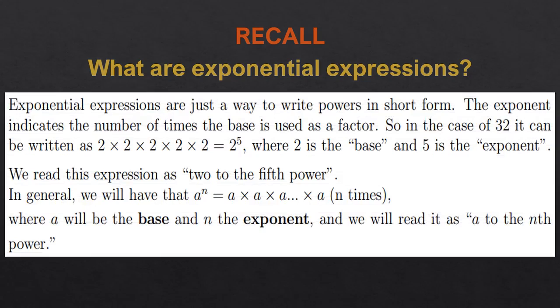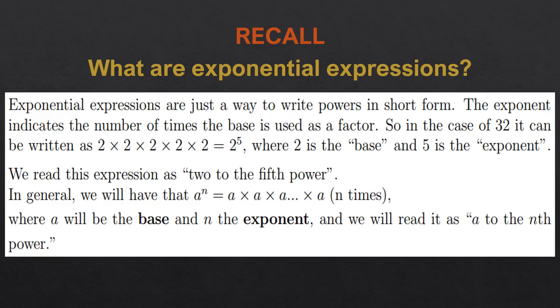When we say exponential expressions, these are just a way to write powers in short form. The exponent indicates the number of times the base is used as a factor. So in the case of 32, it can be written as 2 times 2 times 2 times 2 times 2, which is equal to 2 to the 5th power.